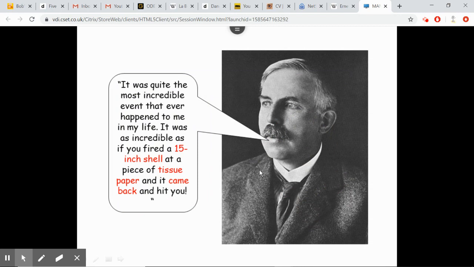And here's a quote from Rutherford himself. "It was quite the most incredible event that ever happened to me in my life. It was as incredible as if you fired a 15-inch shell at a piece of tissue paper and it came right back and hit you."